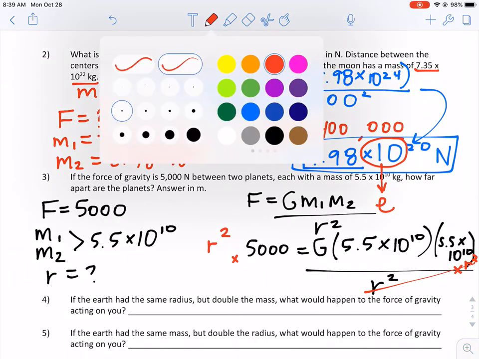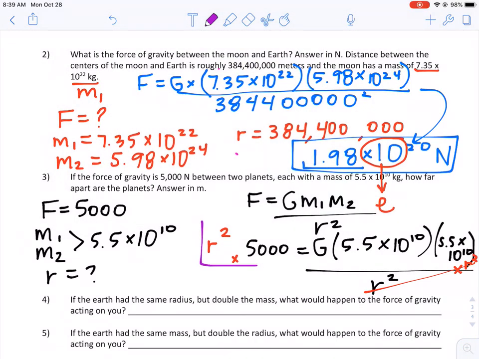So that's going to leave me with R squared times 5,000. And that's going to equal G times 5.5 times 10 to the 10th, 5.5 times 10 to the 10th. From this point, we then need to divide by 5,000 and then square root. So divide by 5,000, then square root.